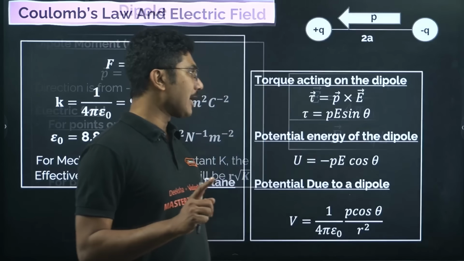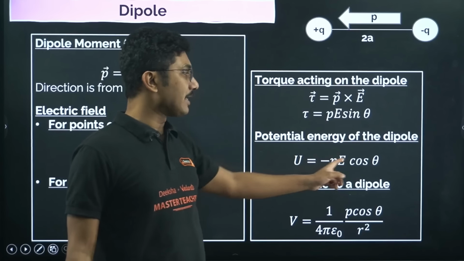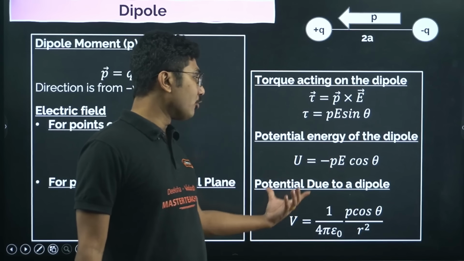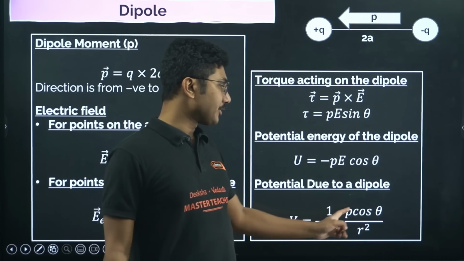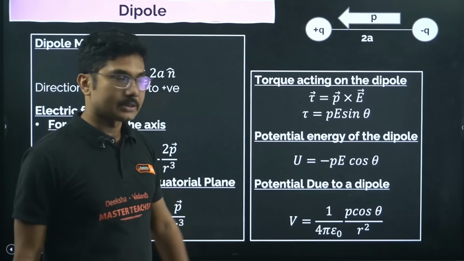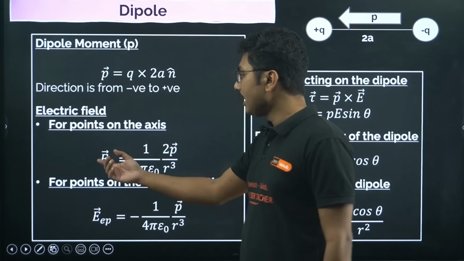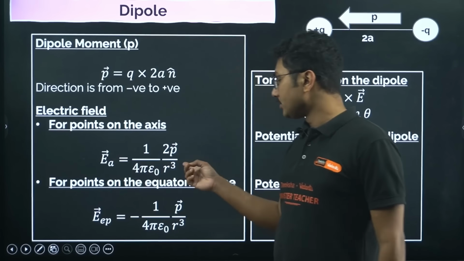Potential energy of a dipole, sometimes students confuse. Potential energy of a dipole is minus P cos theta, and potential due to a dipole is V is equal to 1 by 4 pi epsilon naught P cos theta by R square. So as you can see, electric field varies with 1 by R cube and electric potential varies with 1 by R square. Sometimes this question comes in KCET, so you don't need to worry. If you have gone through this sheet, you can automatically recall and answer.